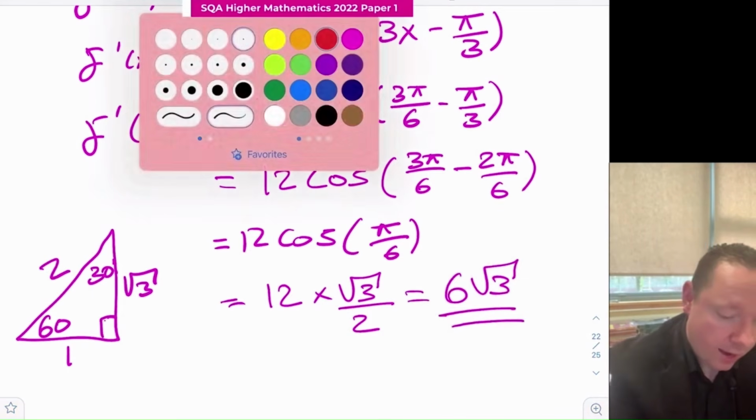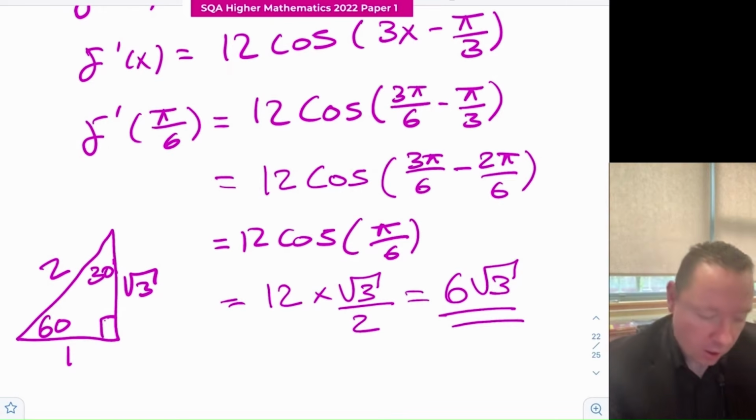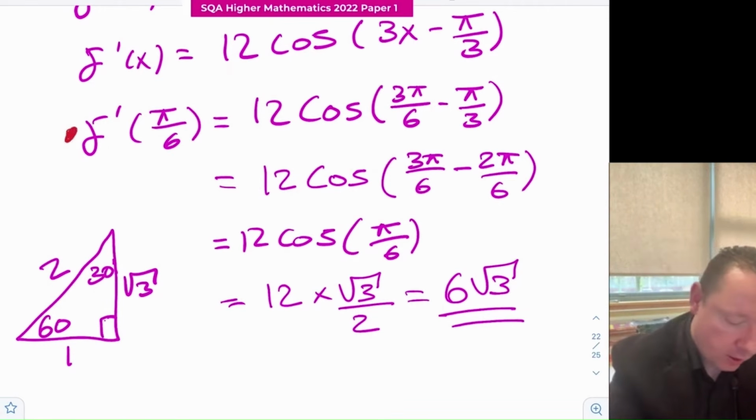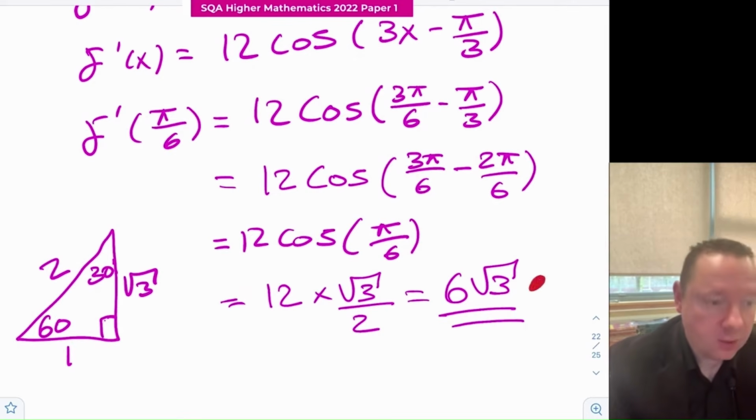And for all of that extra work, it's 1 extra mark. A bit stingy of the SQA there. So there's our final mark at this point here.